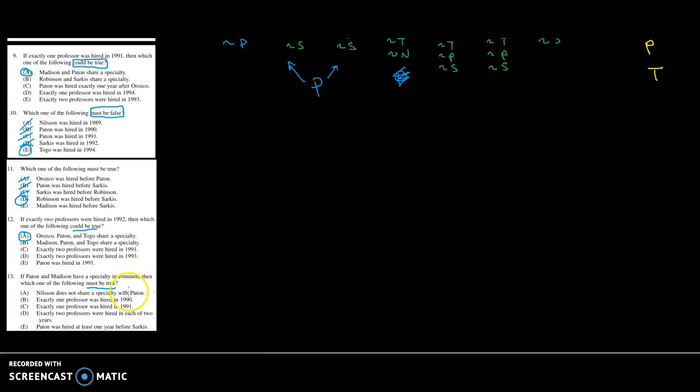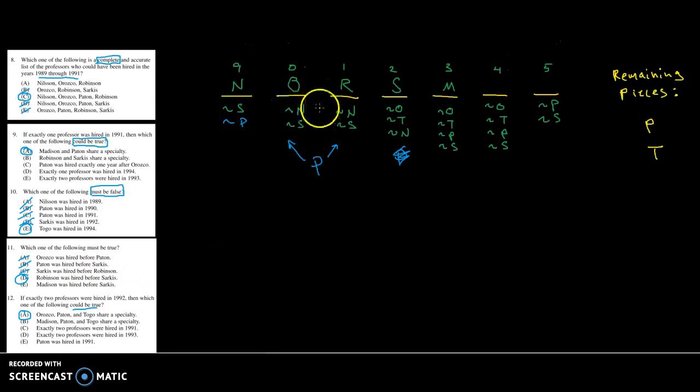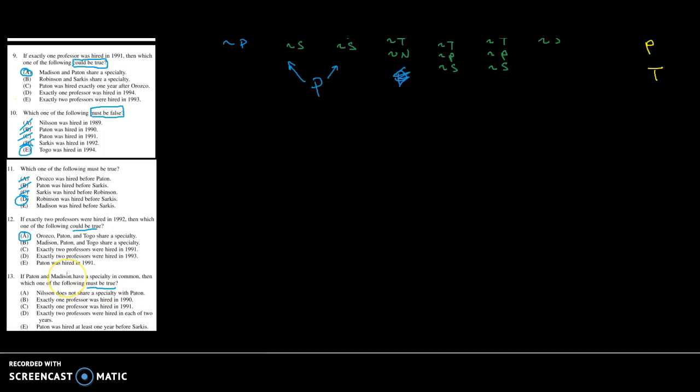N does not share a specialty with P. That's not necessarily true. It would be true if P is placed in year 0, because then they're right next to each other, and that would violate it. But if I put P over here with R, then they're at least 2 spaces away, so we don't know that has to be true. So that's out.